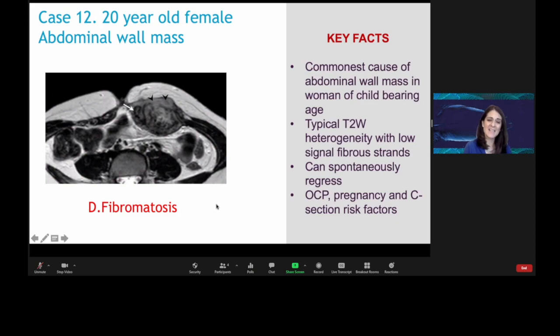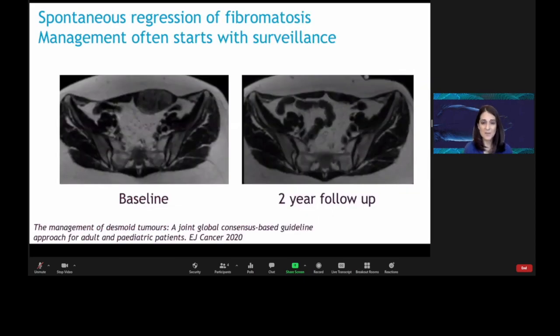And this is the classic appearance of fibromatosis. You can see the fibrotic strands on T2 weighted imaging. And risk factors are the oral contraceptive pill, pregnancy, and previous C-section. Now, the first line management is surveillance, because a lot of these just disappear on their own, and they are very hormonally driven. So you can see this was a huge mass that had just completely disappeared at 2 years. So as long as the patient is not too symptomatic, we just watch these, particularly when they're in the abdominal wall.